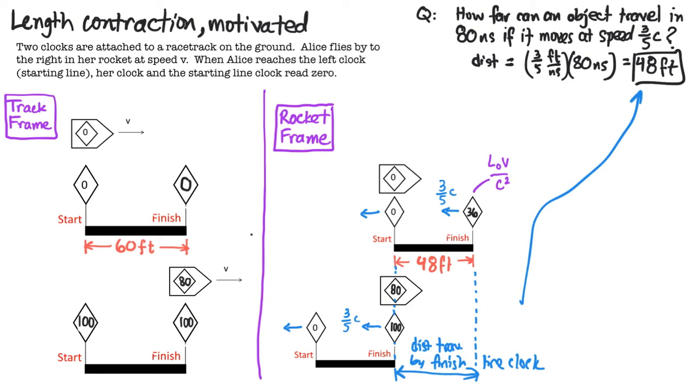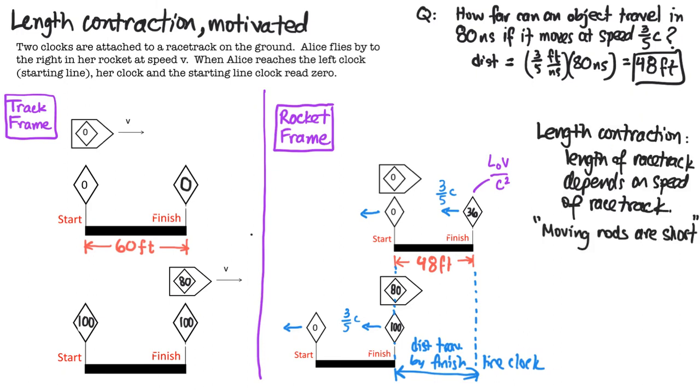So the claim then is that the racetrack itself is not 60 feet long, but rather 48 feet long in the rocket frame, and yet somehow it's 60 feet long in the track frame. So the length of the racetrack depends on the speed of the racetrack. And in particular, an object that's moving is shorter than the same object when it's at rest. So we'll often say things like a moving rod is short.